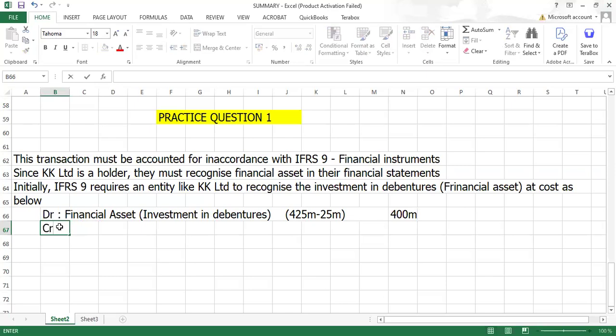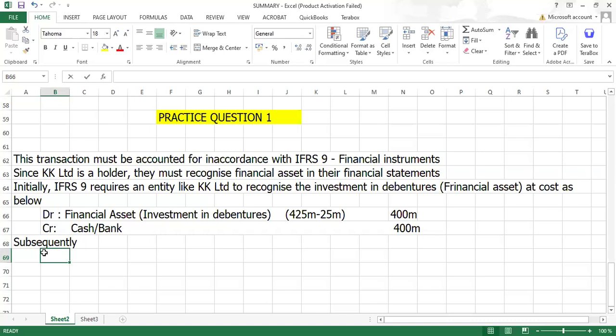Then you credit. Remember, you as KK, your cash or bank is reduced. That is initially. Then subsequently, what should be done? Remember the model this company is using is to hold the debentures until the maturity period.